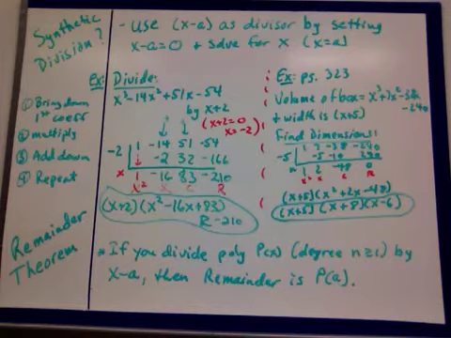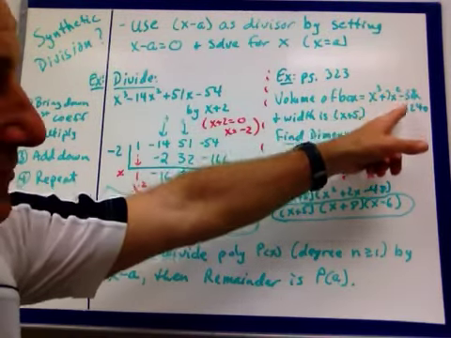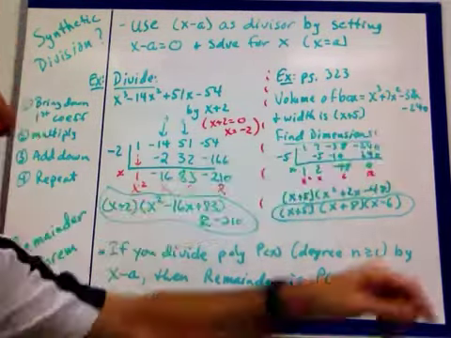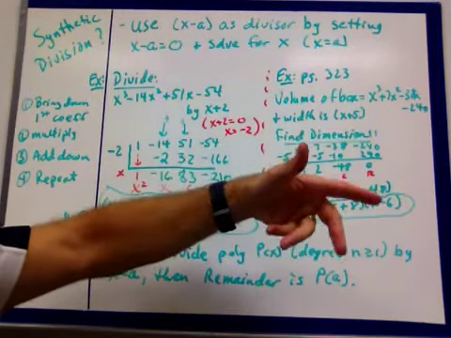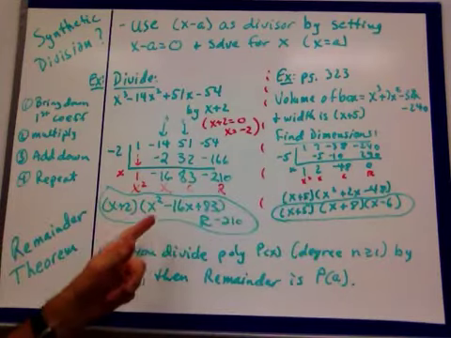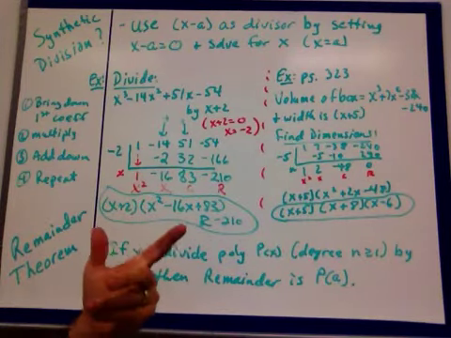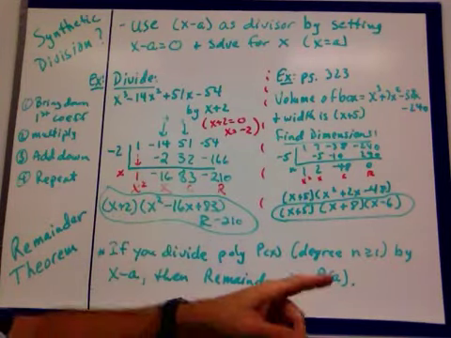Okay, we're going to look at more examples of that in the book. Here's another example from page 323. They give you the volume of a box as x cubed plus 7x squared minus 38x minus 240. And it tells you the width is x plus 5. Find the dimensions. So I'm going to use synthetic division here rather than long division. If I did long division here, this is the answer I would get. Doesn't matter which way, but this is a lot simpler.